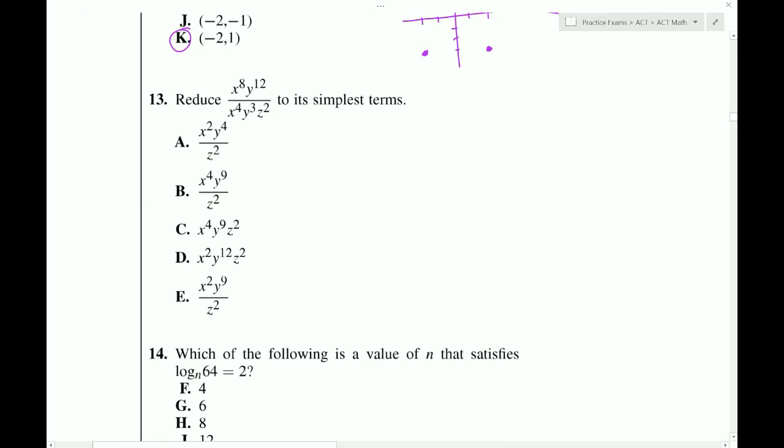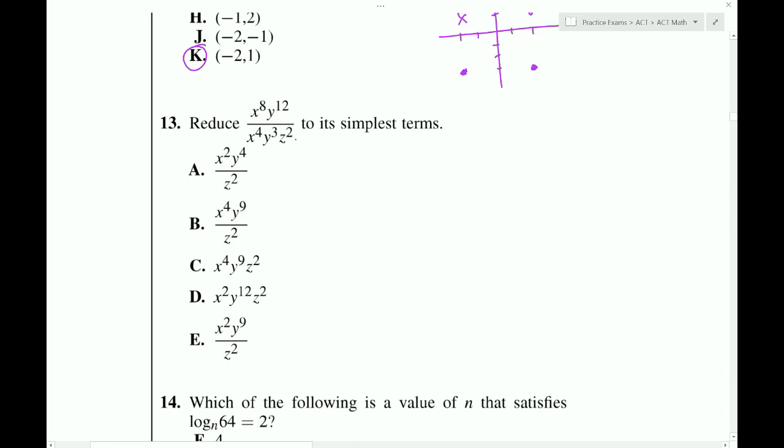Alright, so here we just have to reduce this, and that's done by subtracting exponents, right? So x to the 8th over x to the 4th would be x to the 4th. Y to the 12th over y to the 3rd is y to the 9th. And z squared has nothing to cancel with, so that is choice B.